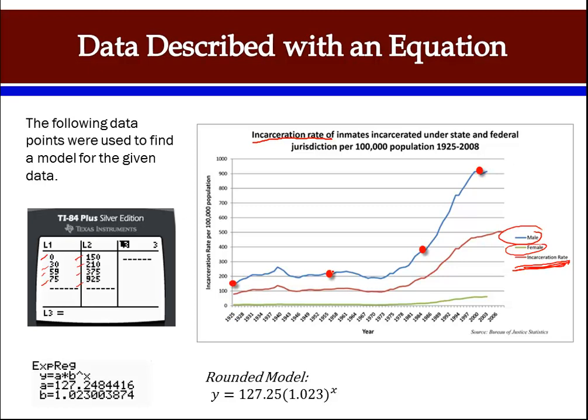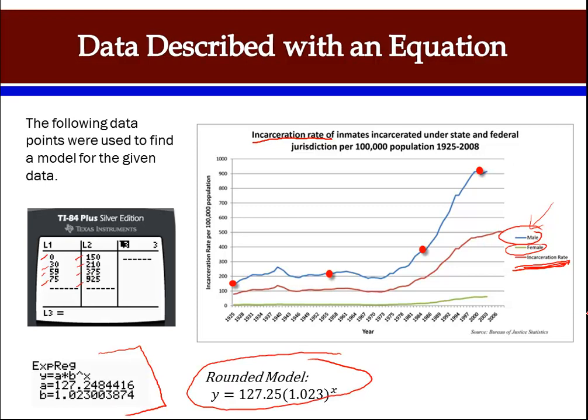1925, a value of 150, 1955, a value of 210, 1984, a value of about 375, and in 2000, a value of about 925. Now, don't worry too much about where I got these values here. We will talk about this later as we go forward. I just want you to see that I used the calculator to help me find a model that would predict the values along this curve, and I specifically looked at the male data only. I did what was called an exponential regression. You'll learn which kind of regression to do, when to do it, why we do it, and I came up with a model.